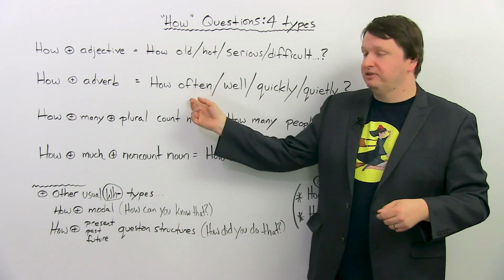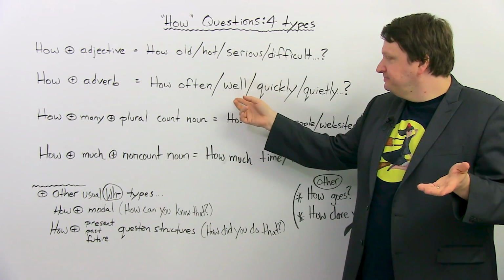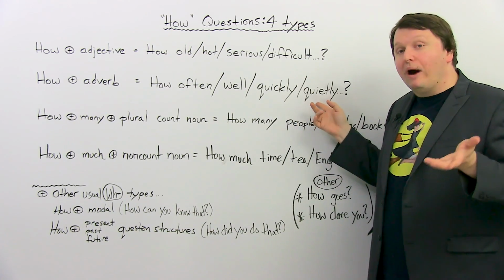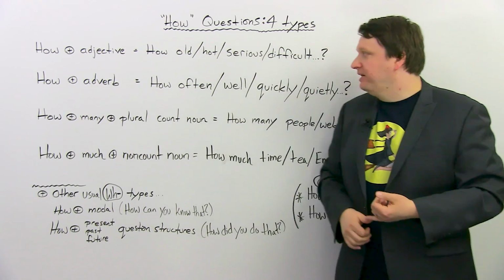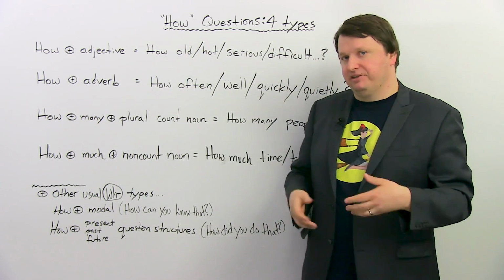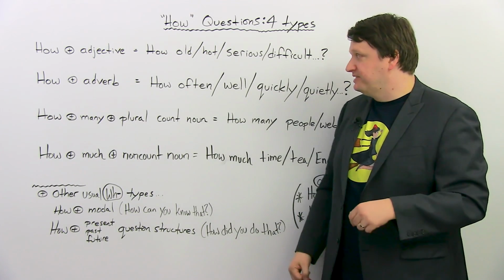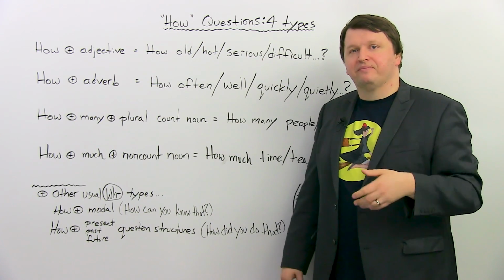Next, how plus an adverb. So for example, how often? How well? How quickly? How quietly? Okay, so adverbs tell us usually how something is done, the manner in which it is done, or how frequently something is done. So repeat these questions after me.